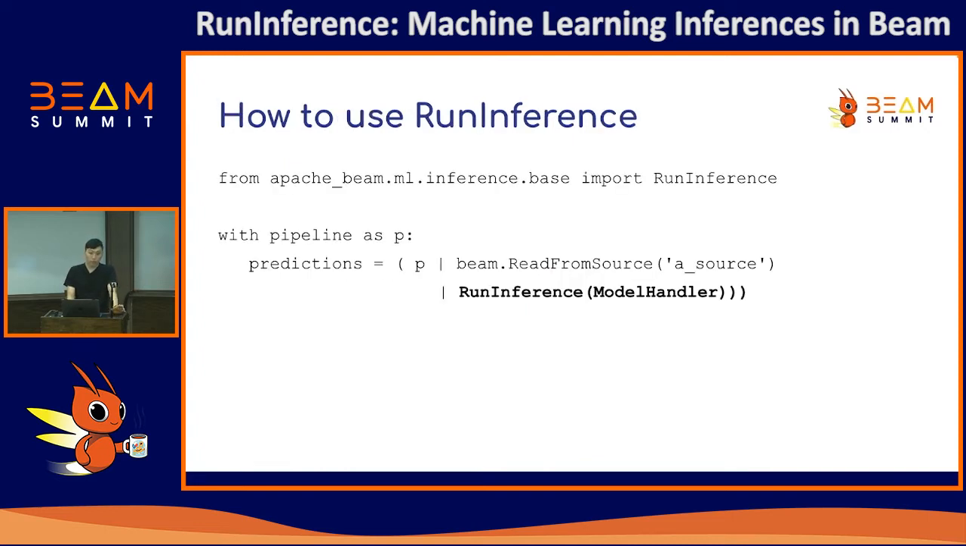So how can you, as a Beam developer, use RunInference? Firstly, make sure you have version 2.40 or above. And you can simply add code that looks something like this. So from apache_beam.ml.inference.base, import RunInference. Notice that there's something called a model handler object inside of RunInference, and I'll cover that in the next slide.